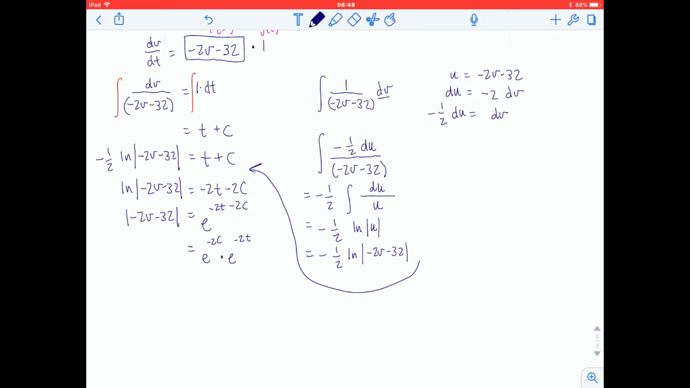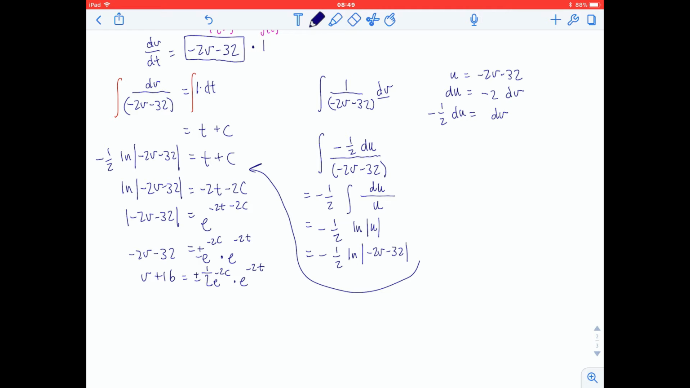And I'm also going to say that this absolute value here, I'm going to get rid of it by putting that plus or minus in there. And the last thing I'm going to do to make things easier is I'm going to divide everything by -2 to get v plus 16 is equal to plus or minus 1/2 e to the -2c times e to the -2t.